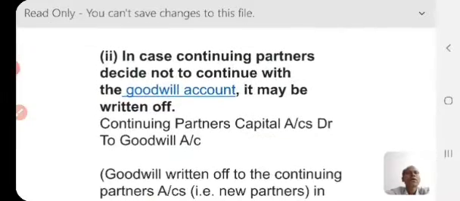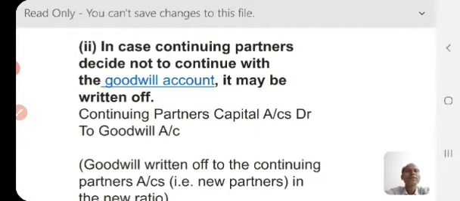Now, in case continuing partners decide not to continue with the goodwill account. One of the partners is retiring, and the remaining partners don't wish to continue that goodwill account. If they don't wish to continue the goodwill account in the books of accounts, what is the entry? So the total goodwill is written off.